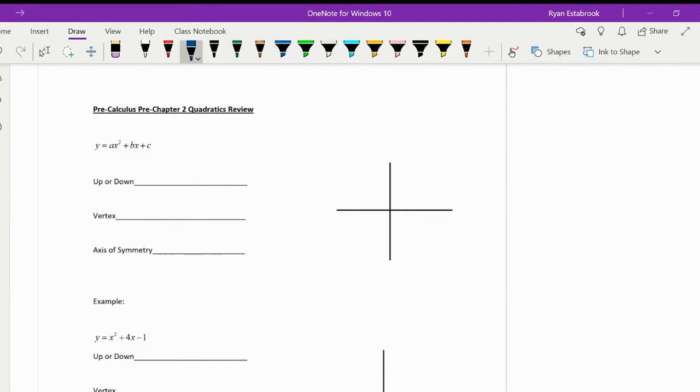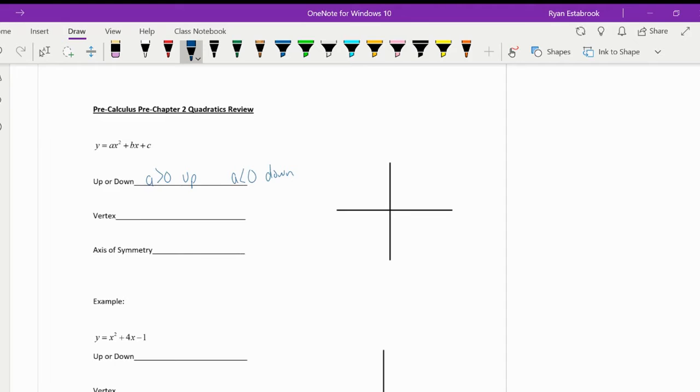To review for quadratics. To begin with here, quadratic is when your largest exponent is to the second power. So y equals ax squared plus bx plus c is the quadratic that we want. And based off of the leading coefficient, which would be a, we know if the parabola is opening up or down. So if a is greater than 0, it's going up. If a is less than 0, then the parabola is going to be going down.